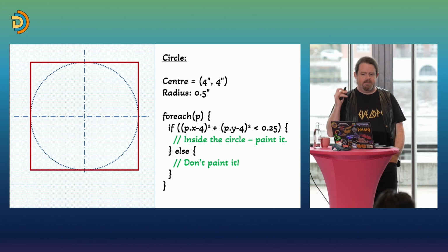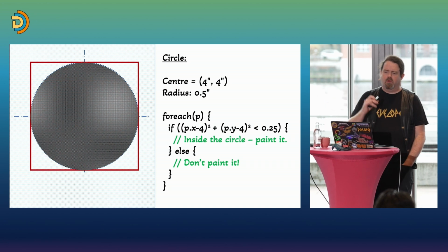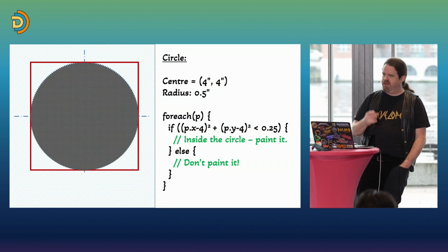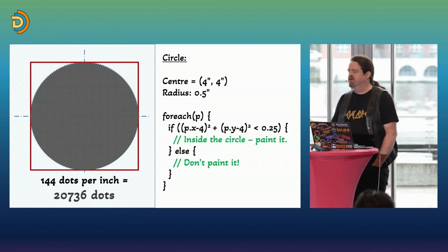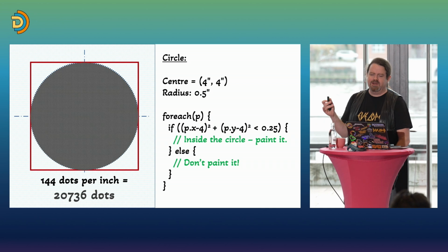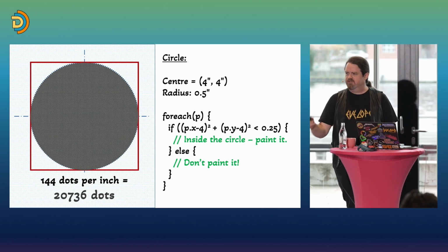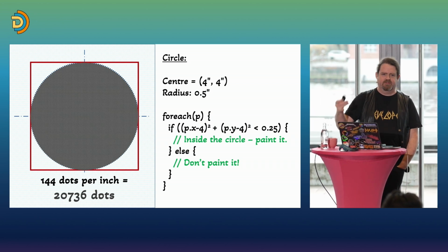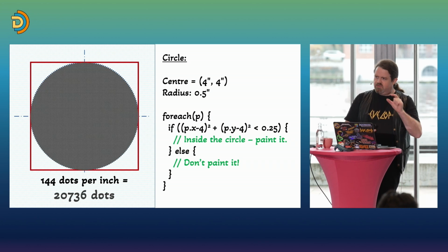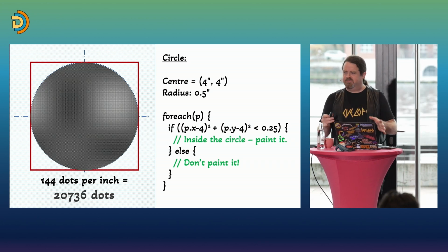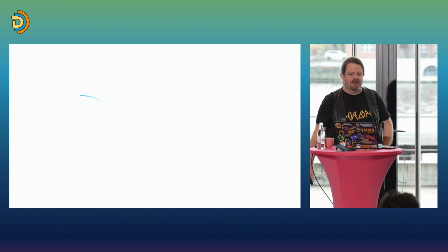But now we need to repeat that for every single point. So the higher the resolution, the more calculations we need to do. The LaserWriter could do 144 dots per inch. So we need to do 20,736 iterated floating point calculations to draw a 1-inch circle. That's why the laser printer had more power than the computer, because that's where all of this calculation happened.